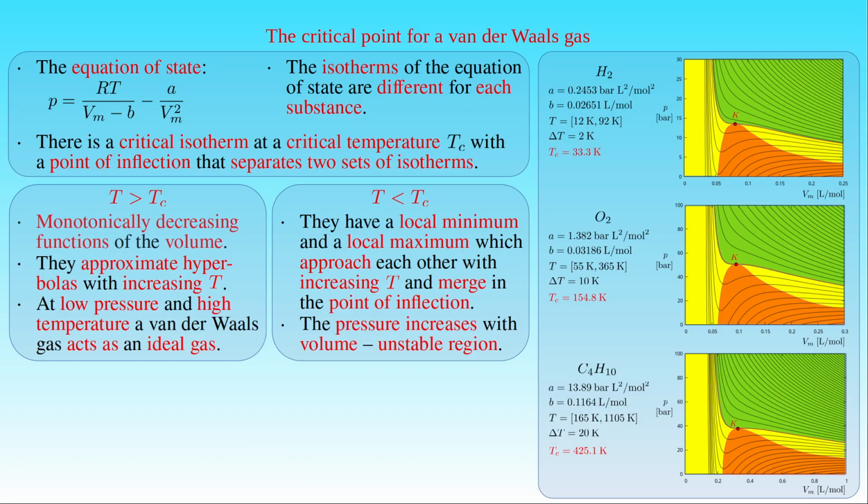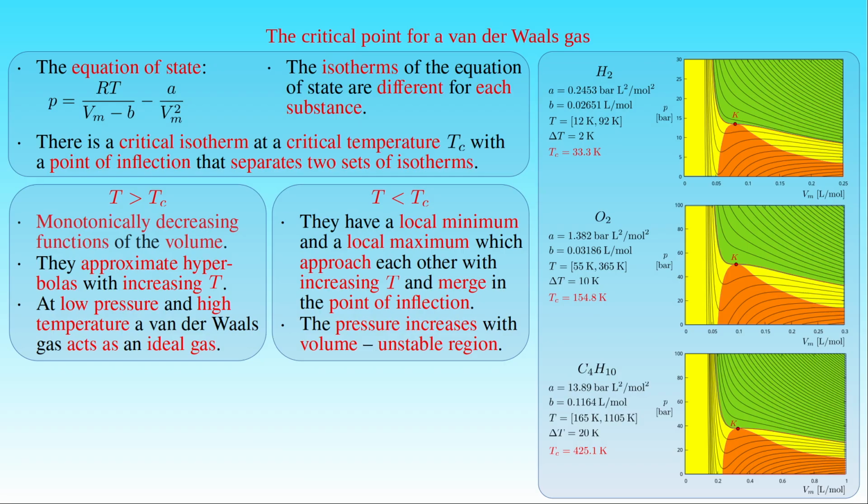Now we determine the state variables, that is the temperature, pressure and volume of a van der Waals gas in the critical point K of the gas. Because the critical point is a point of inflection of the pressure as a function of the volume, its first and second order derivatives with respect to the molar volume at a constant temperature vanish in the critical point.